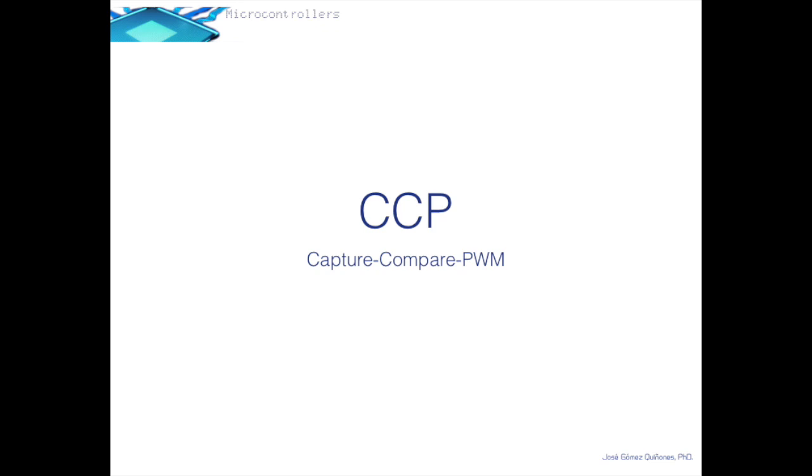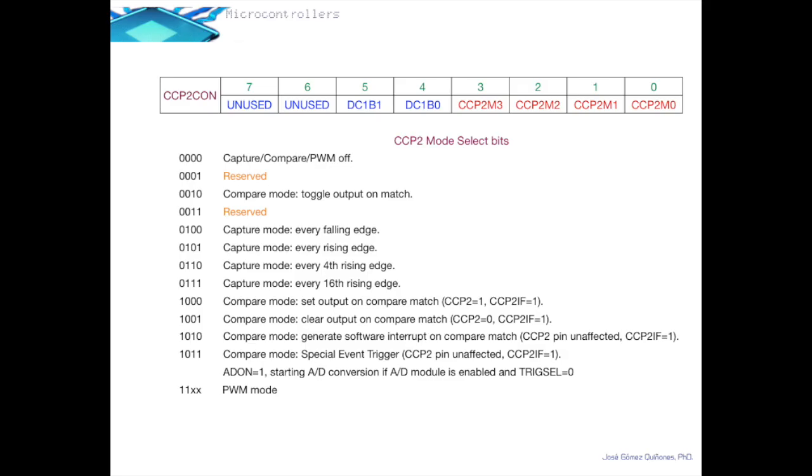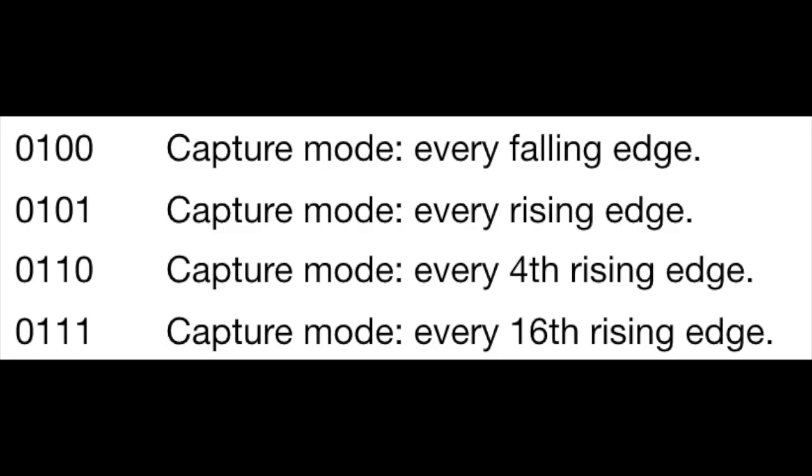Hello everyone. This time we are going to see how to use the capture function of the CCP module in the PIC18F45K50 microcontroller. CCP stands for Capture, Compare and PWM. The capture capability is used to track time events. We are going to take advantage of the CCP module to get events by detecting the rising edge of a pulse, its falling edge, every fourth rising edge, every 16th rising edge.